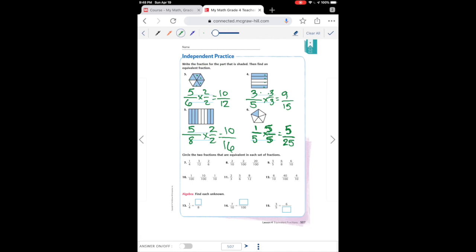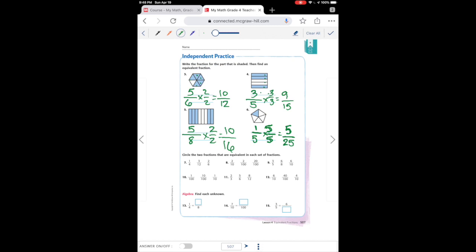For the next ones, I need to circle the two fractions that are equivalent in each set of fractions. All right, so I need to figure out which fractions are equivalent. Well, I can do this a couple different ways. I can do trial and error. I can keep doing a bunch of multiplication and try and figure it out. Or I can figure out if the denominator is a multiple of a factor of each number.